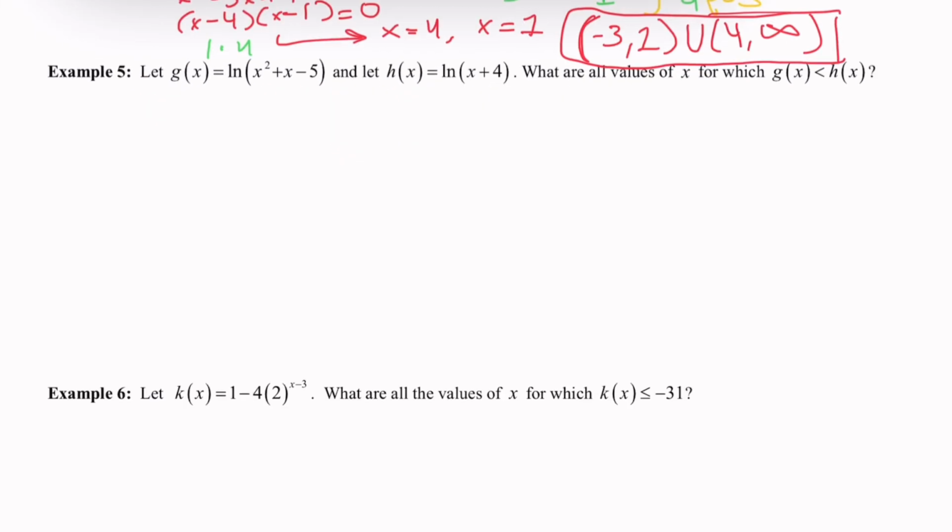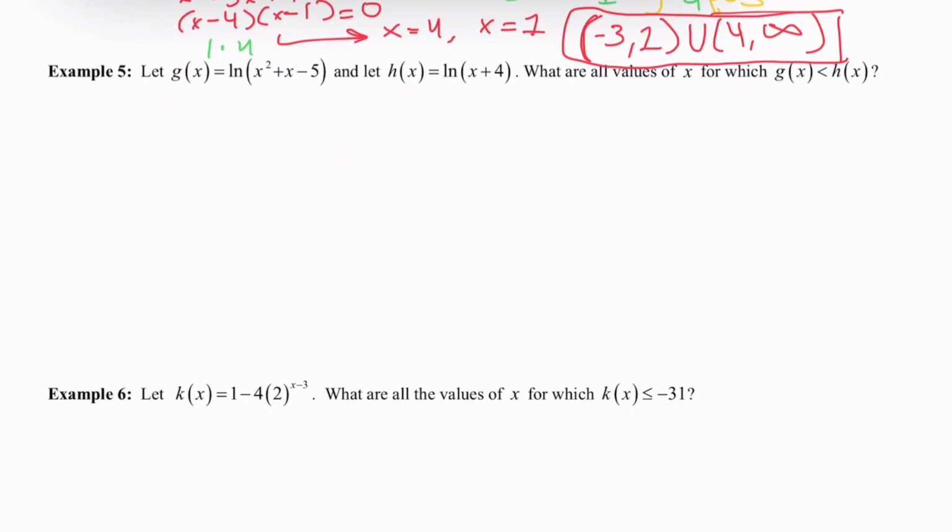Hopefully that makes sense. So moving on to example 5. Let g of x equal to this and let h of x equal to this. What are all the values of x for which g of x is less than h of x? So now we can set it up like this. So g of x, which is this, is less than h of x, which is this.